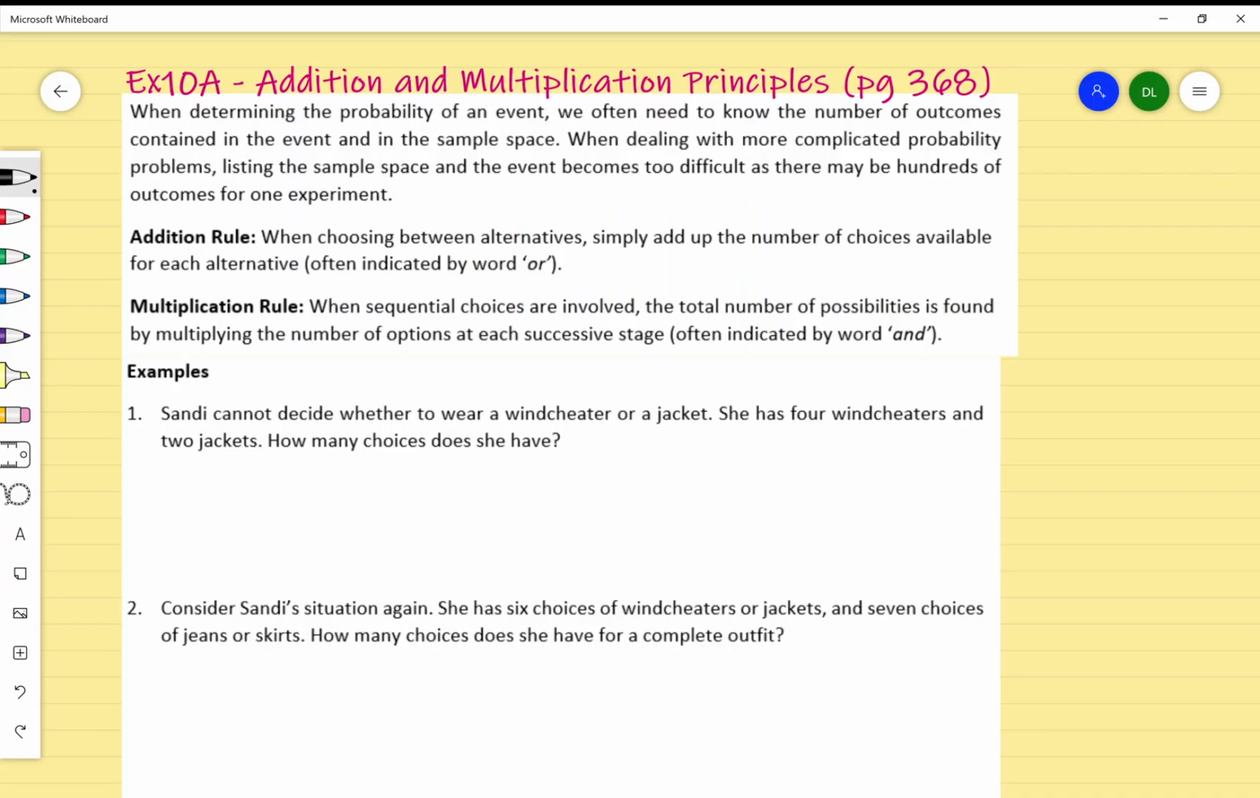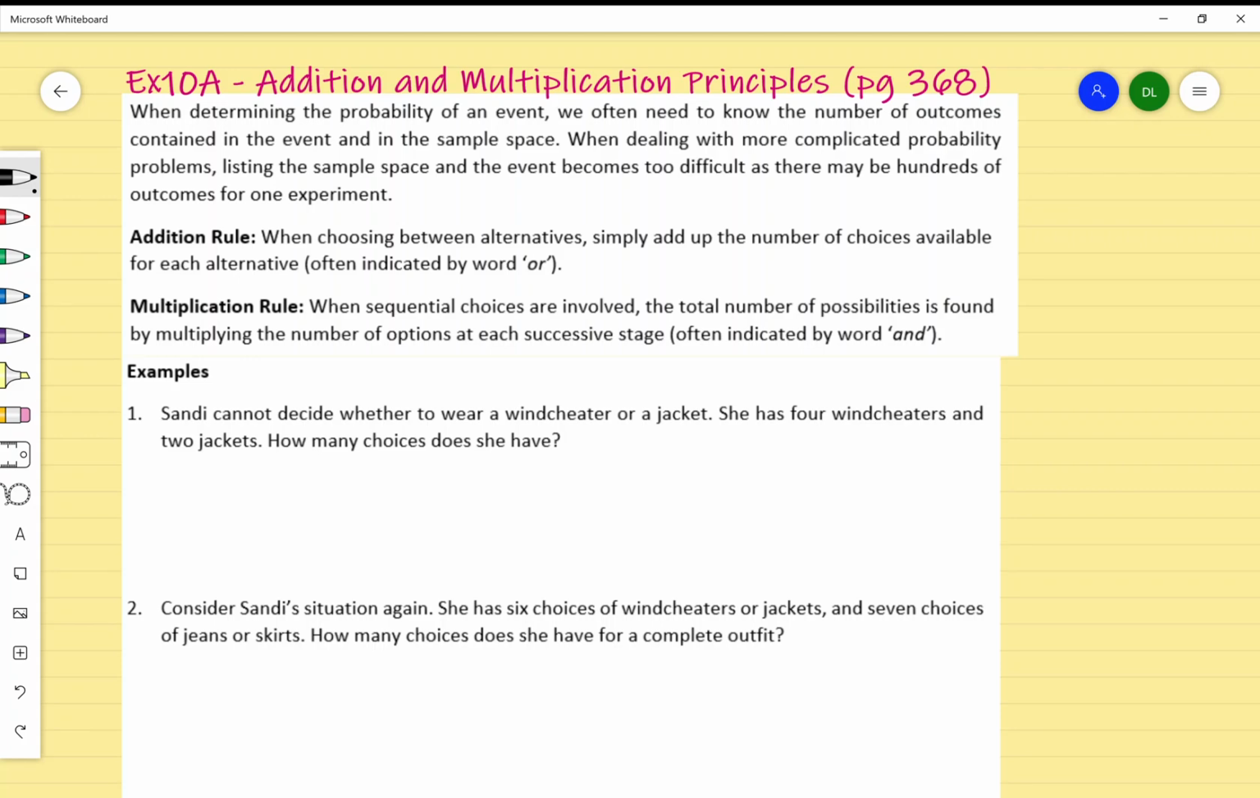So if I'm going to read off the screen, we can say that when determining the probability of an event, we often need to know the number of outcomes contained in the event and in the sample space. When dealing with more complicated probability problems, listing the sample space and the event becomes too difficult, as there may be hundreds of outcomes for one experiment. So if I go back to the example of picking marbles out of the bag, what happens if I'm saying, how many possible ways are there for me to pick 100 different marbles? 1,000, right? At that stage, it gets way too ridiculous to try and do it by hand. So we try and apply some addition and multiplication principles, or the and/or principles, as I like to call it.